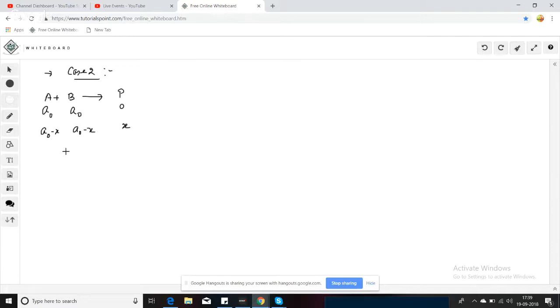Correct? So again, rate is equal to minus d concentration of A by dt, which is equal to minus d concentration of B by dt. This also we can write. And both will be equal to dx by dt, and that will be equal to k concentration of A to the power 1 concentration of B to the power 1. Is it clear? Yes. Because the order of reaction with respect to both reactants is 1 only.